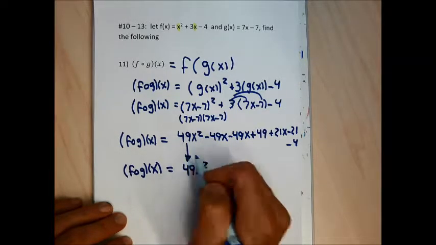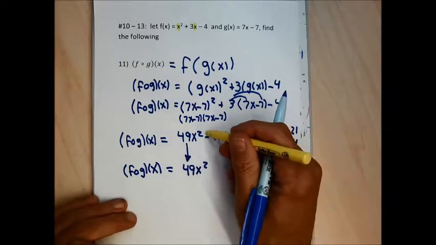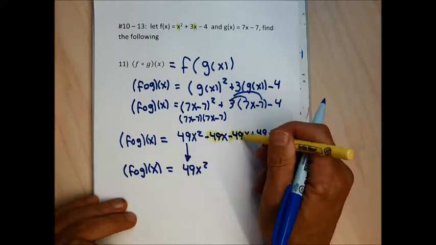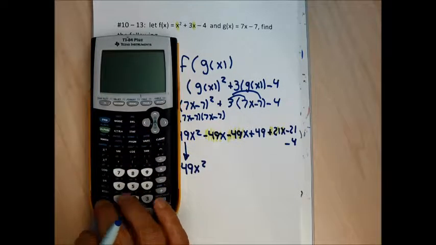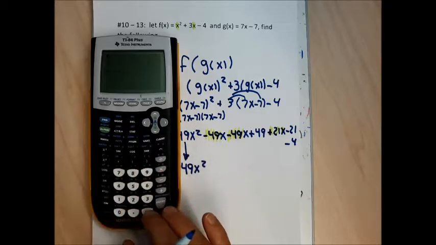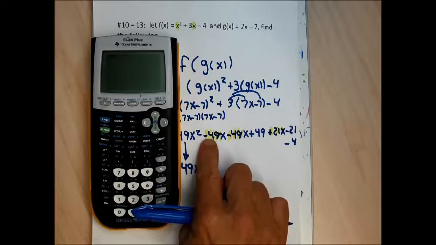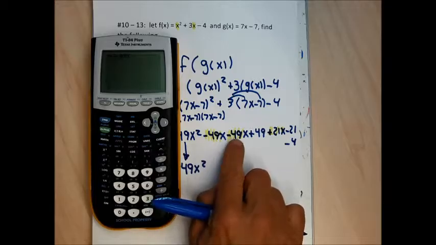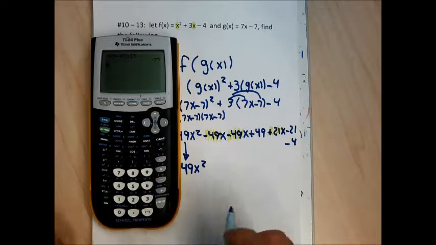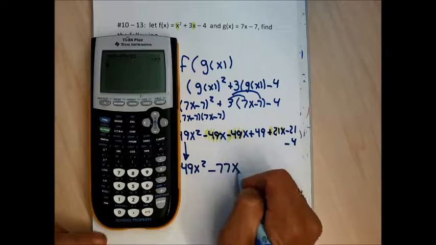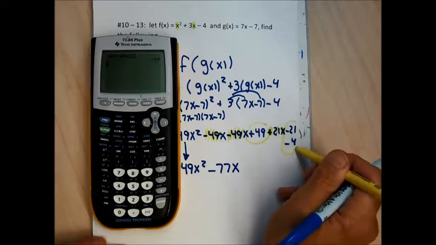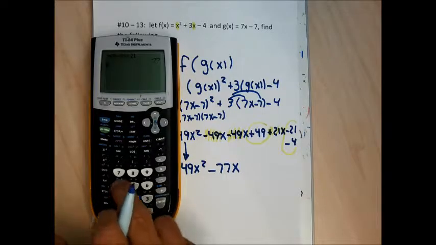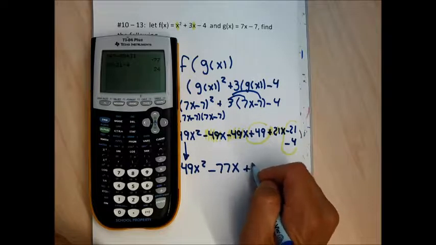So this 49x squared I'm going to bring down. And these three terms, minus 49x, minus 49x, and plus 21x, I'm going to combine. To do that, I'm going to use my calculator. I can't do the x's on my calculator, but I can go minus 49, minus 49, plus 21, and that's going to give me a minus 77x. And then the last numbers I need to combine are positive 49 minus 21 minus 4. So I'm going to go 49 minus 21 minus 4, and that's going to give me a positive 24.